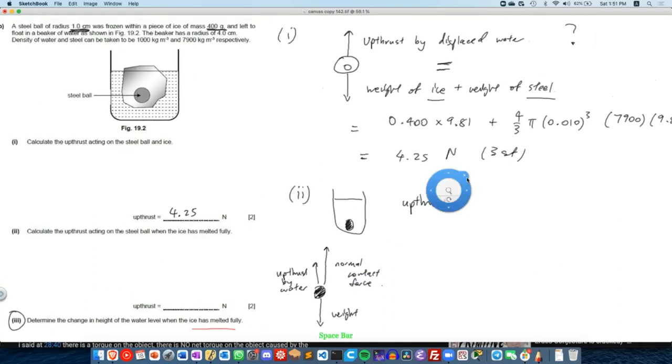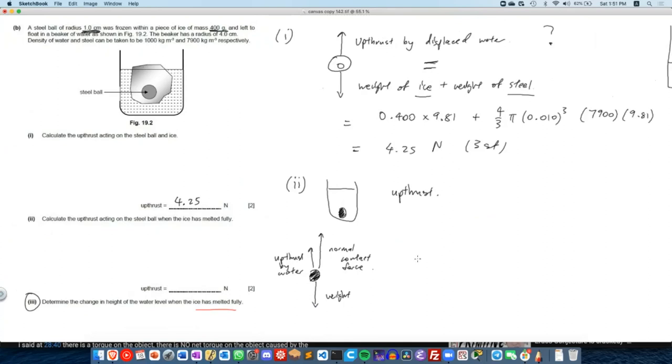So in this case, we can no longer say that the weight is equal to the up thrust by the water, because we don't know how much normal contact force there is. At the moment, we're not directly given the amount of normal contact force by the bottom of the beaker on the steel ball. So knowing the weight of the steel ball is not going to be useful, because even if we have the weight, we don't know the normal contact force. So we can only calculate the up thrust by the water directly.